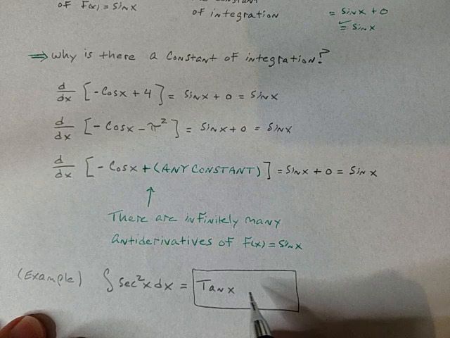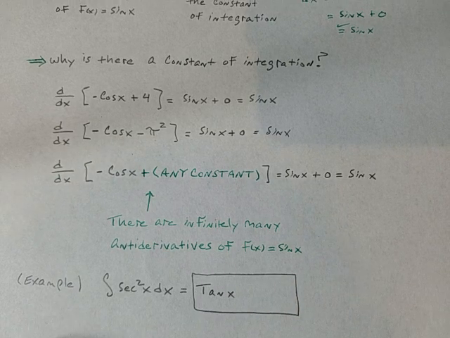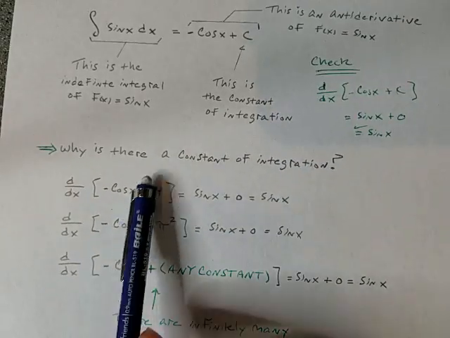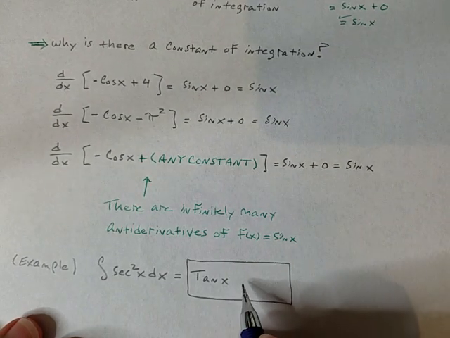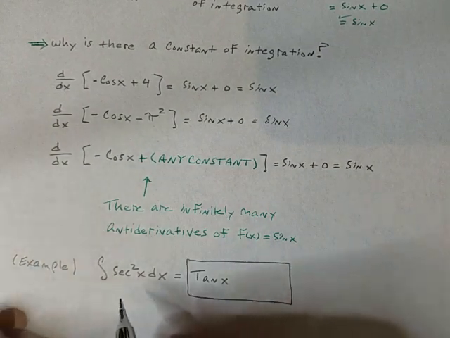But that would be a little bit incomplete, because it's not the only answer, right? You see what I'm getting at up here? The derivative of tangent x plus any constant is going to be secant squared of x.